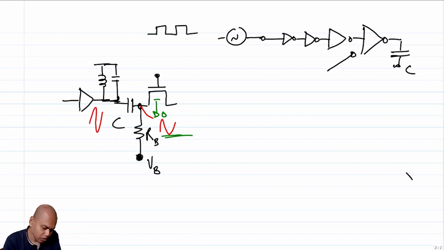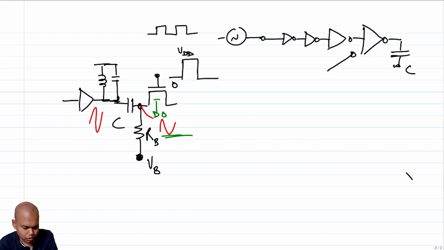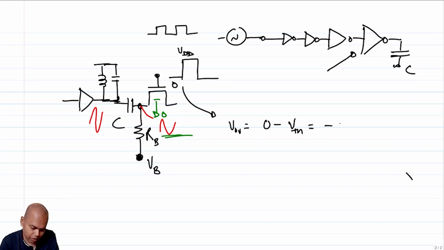Okay, so what about this voltage? Can this go from 0 to VDD? Sure, it can go from 0 to VDD. When this is at 0, your overdrive is 0 minus threshold voltage, which is minus VTH, right? When this is off.